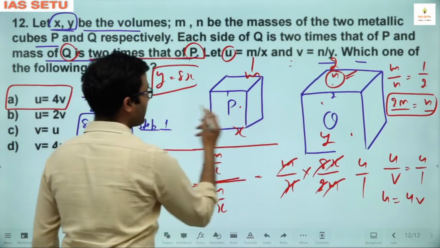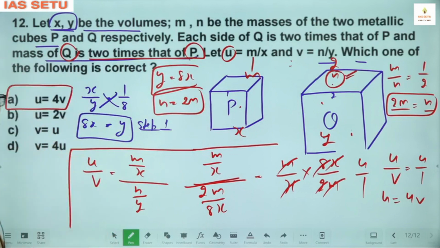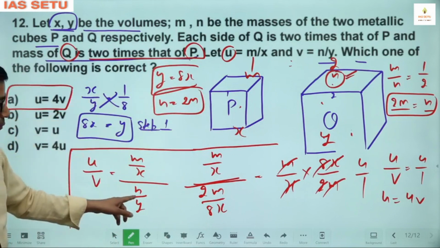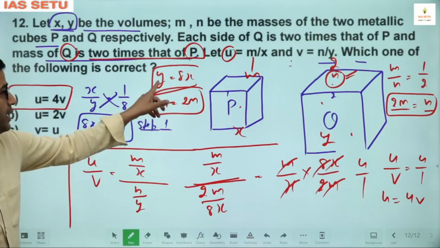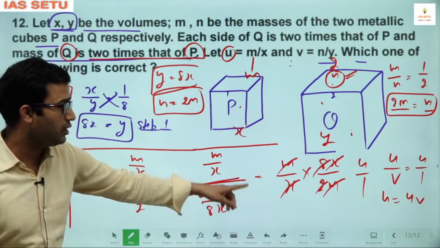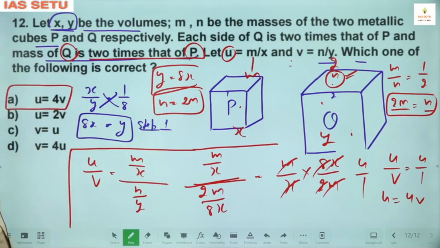What is the mass here? n. So n will be 2m. Then you write u upon v according to the question: m by x, n by y. You replace n with 2m and you replace y with 8x. Cancel. You get 4 by 1. So u upon v is 4 by 1. u is equal to 4v. Answer A.